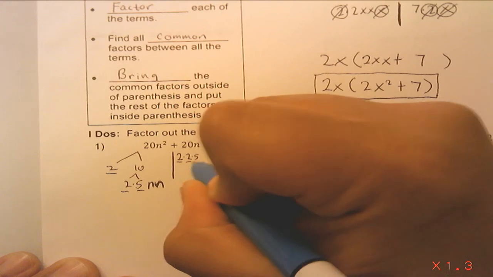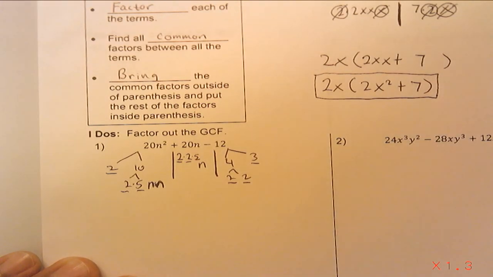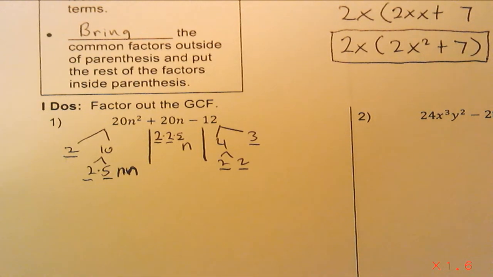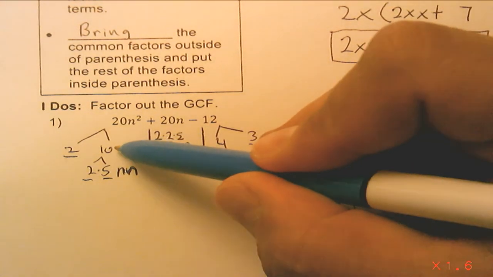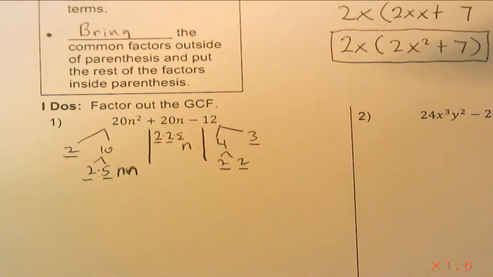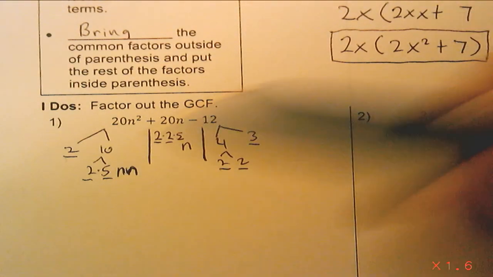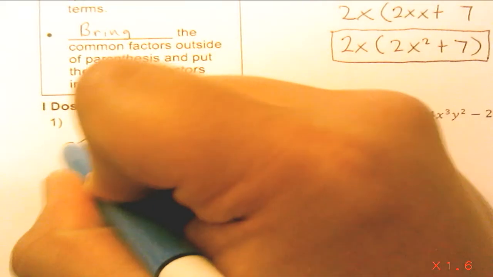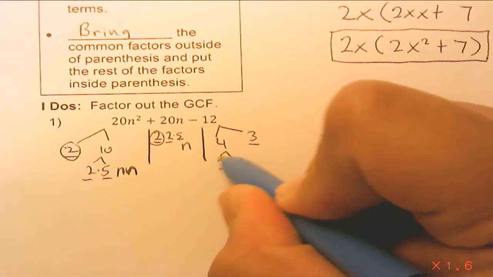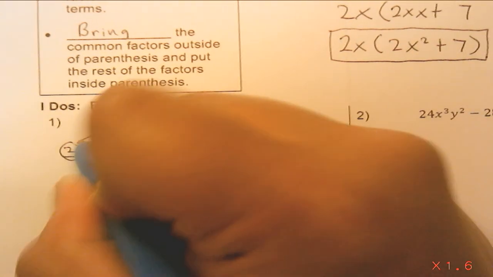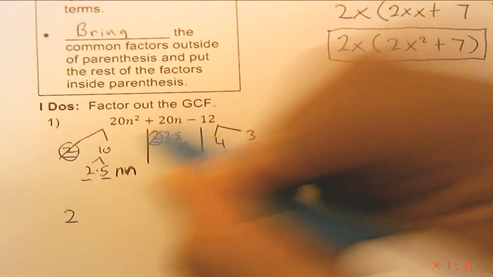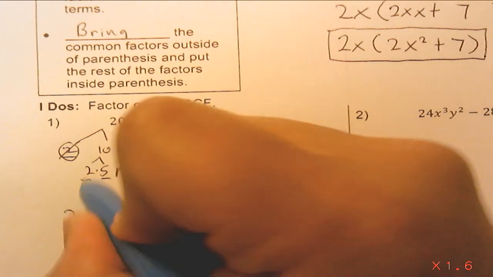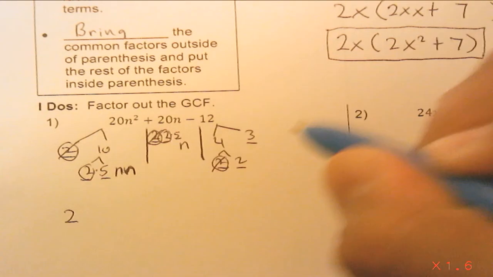I can underline these so they're a little more clear. Let me zoom in some. All right, so I got 3 groups: this first group, this middle group, and this last group. Now I can see right away that I have a 2, a 2, and a 2. So I'm going to bring out a 2, and it has to be in all 3 groups since it was a trinomial. I get another 2, 2, and 2.